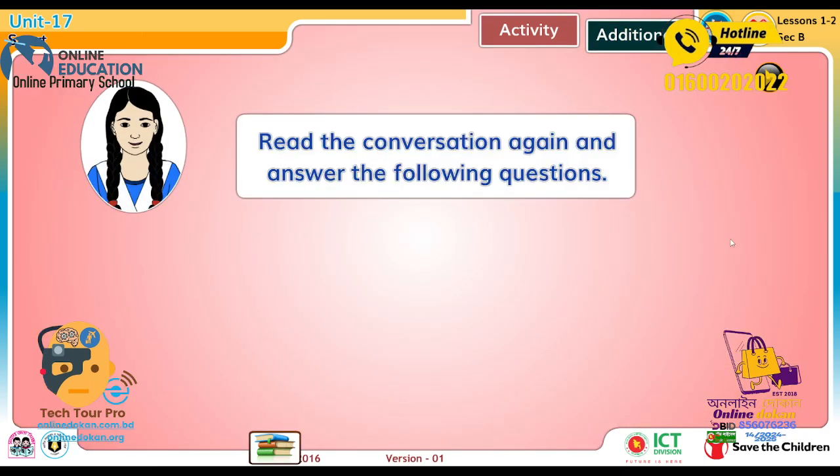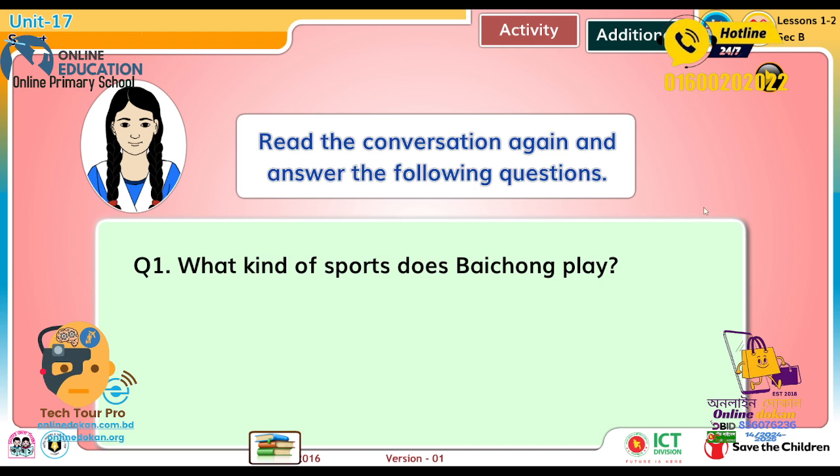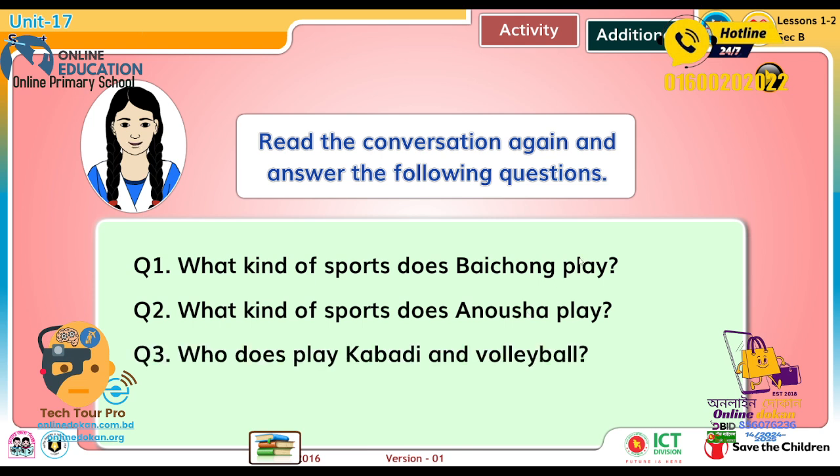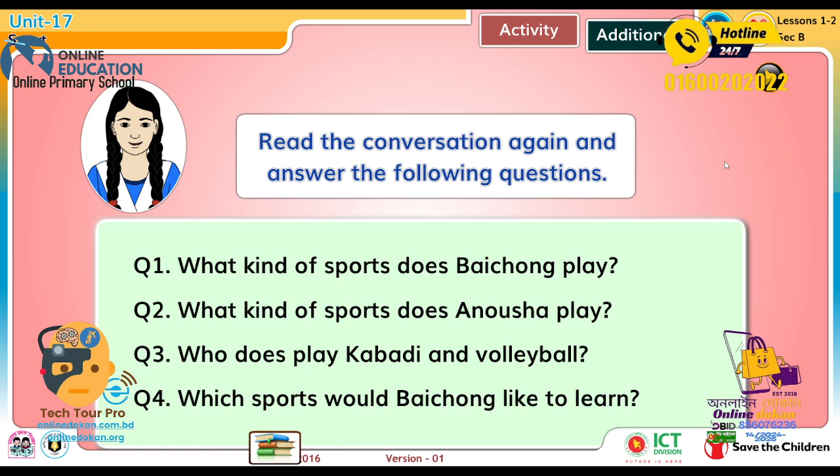Read the conversation again and answer the following questions. 1. What kind of sports does Baichong play? 2. What kind of sports does Anusha play? 3. Who plays kabaddi and volleyball? 4. Which sports would Baichong like to learn?